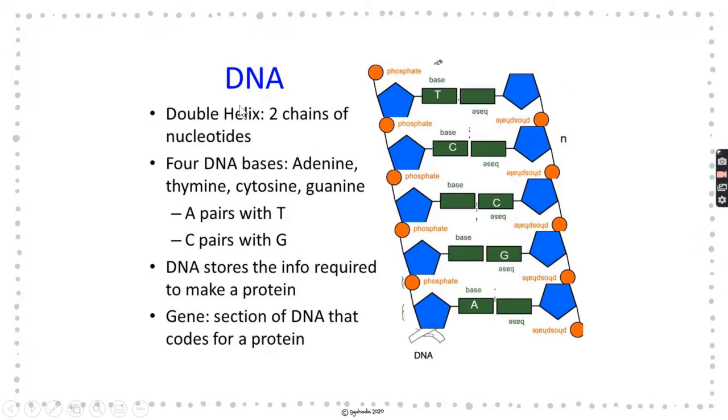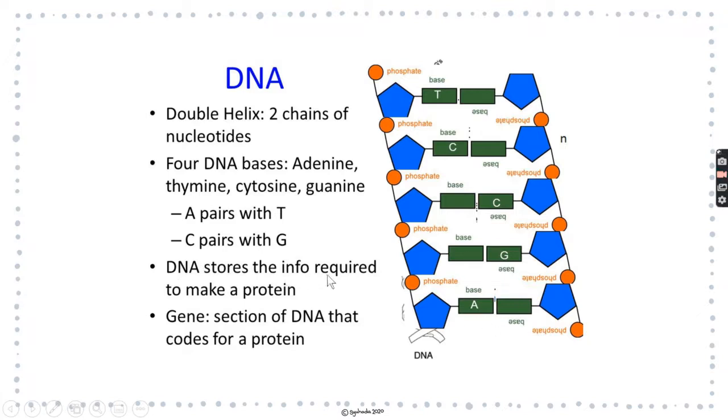So DNA is formed in a double helix. You have 2 chains. So you have one chain here and another chain here. And you have 4 types of DNA bases called adenine, thymine, cytosine, and guanine. So what happens is that the A pairs with a T and the C pairs with a G. So if this is a T, that means this is an A. If this is a C, that means that's a G. G, that's a C. A, that's a T.